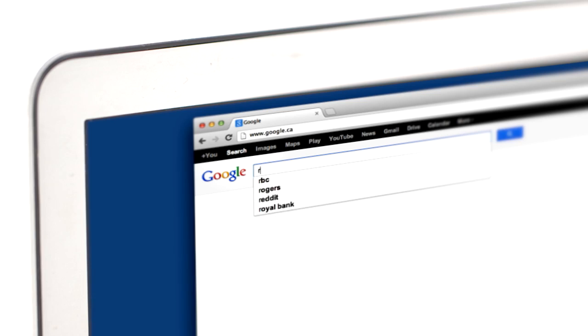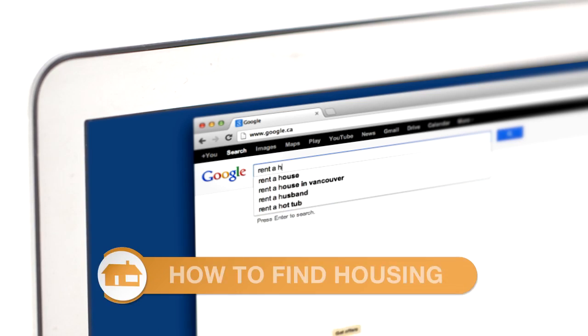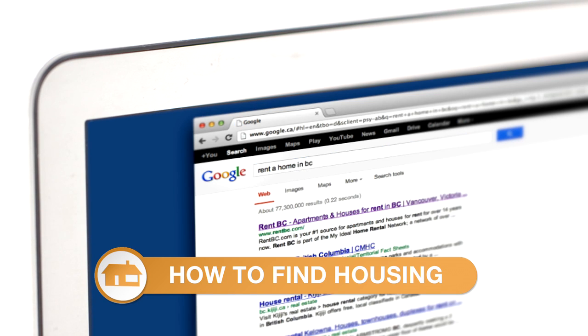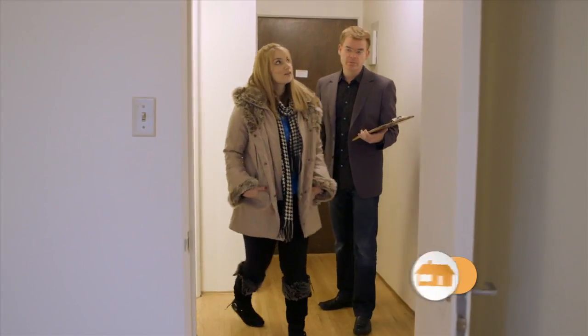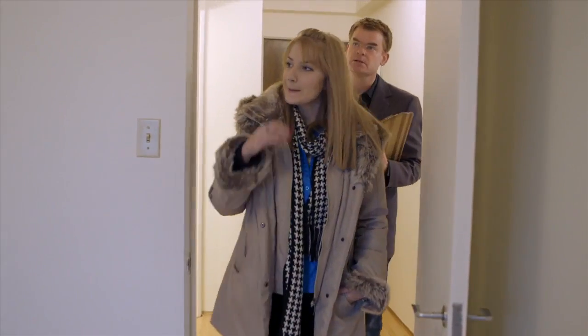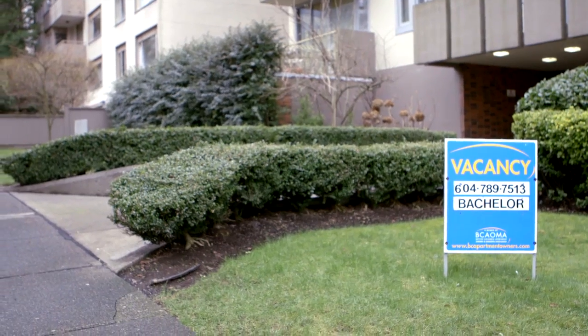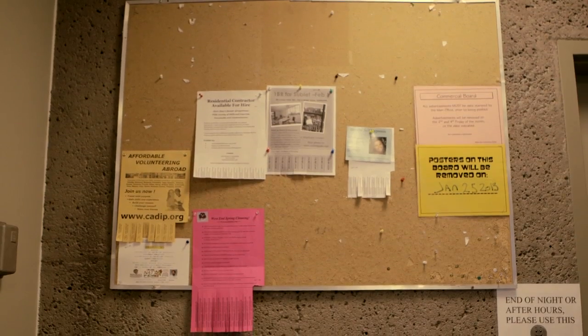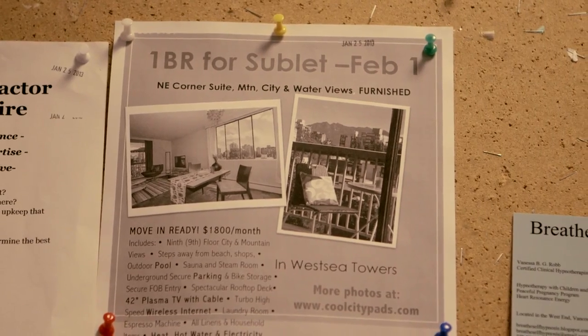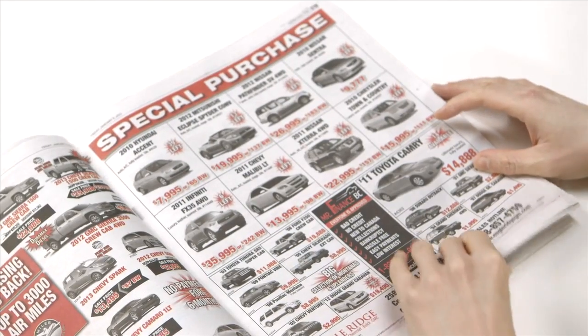You can also find rental or home purchasing information on the internet. Always be cautious when finding housing online, and never pay money unless you've seen the housing in person and verify that the seller or landlord is legitimate. If you search for a home in person after you arrive, look for vacancy or for rent signs on houses and apartment buildings or advertisements on notice boards in your community. You can also check the classified section in the newspaper under rentals.